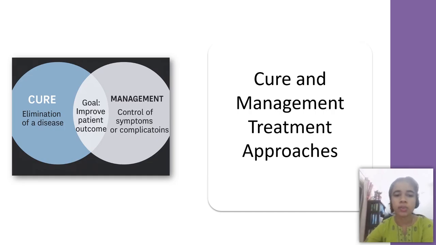Chromosomal aberrations affect the instruction book of the cell itself, so most times we can't rewrite them. Instead, treatment focuses on two goals: when possible, to correct or replace the faulty gene or pathway, which is the cure approach, and in most cases, to manage the symptoms, prevent complications and improve quality of life, which is the management approach.